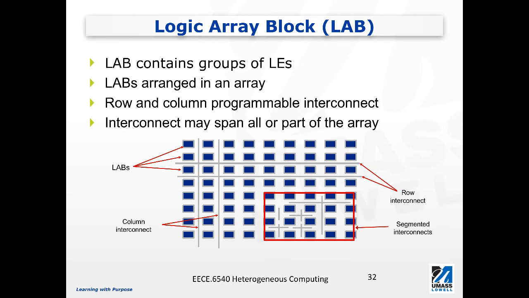We can connect these LABs through the column or row interconnect. And these interconnects may span all or parts of the array. As we see here, we have an array of LABs, and we have row connectors and column connectors so that we can connect these logic array blocks as needed.